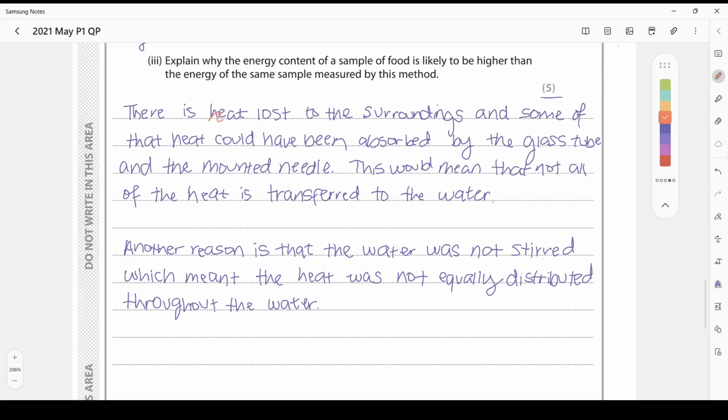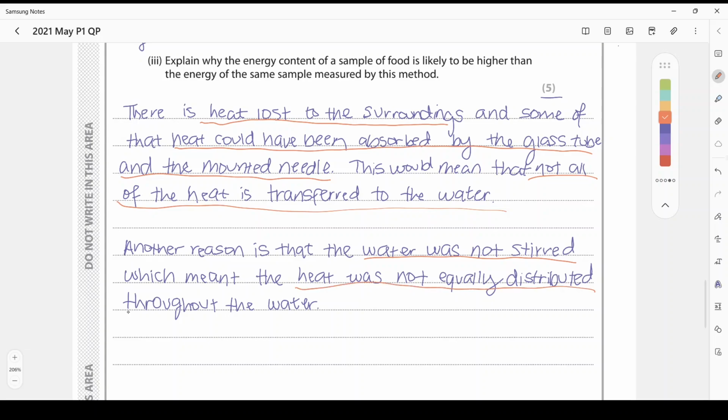So we have heat is lost to the surroundings, or heat is lost to the atmosphere. We also have heat could have been absorbed by the glass tube or the mounted needle. And then the third mark would be not all of the heat is transferred to the water. That's 3 marks so far. Another mark is water was not stirred, or there's lack of stirring, and that led to an uneven distribution of the heat throughout the water. All right, let's move on to the next question.